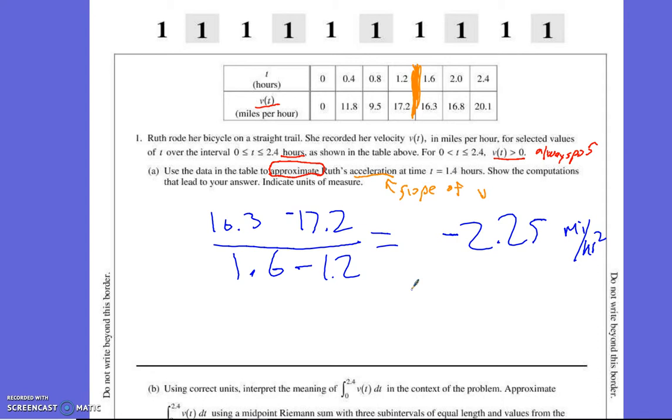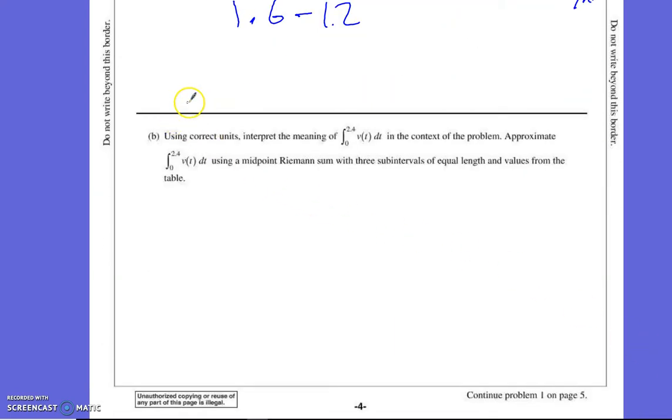Okay, so that first part was a 2-point question. The first point was for having the correct value. The second point was for having the correct units. So units will matter on these. Units will matter. Now let's look at part B. Using the correct units, interpret the meaning of this integral. Again, integral velocity means distance. So your brain should already go, this is distance from 0 to 2.4.